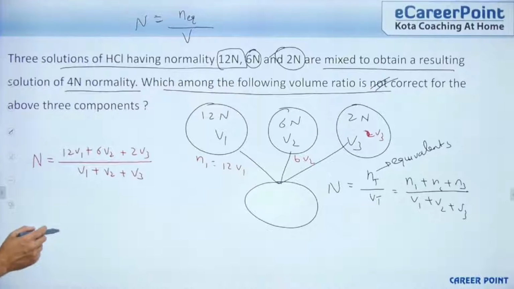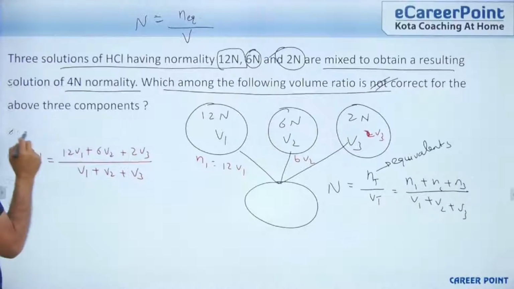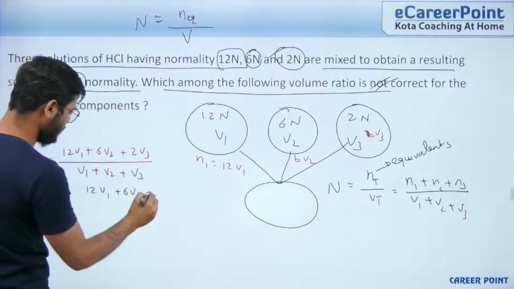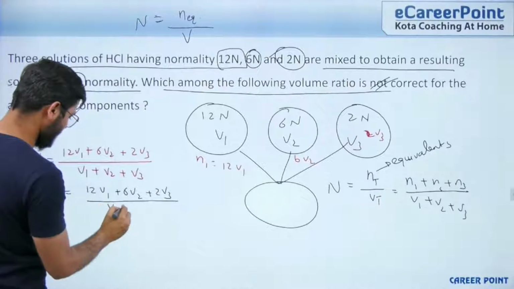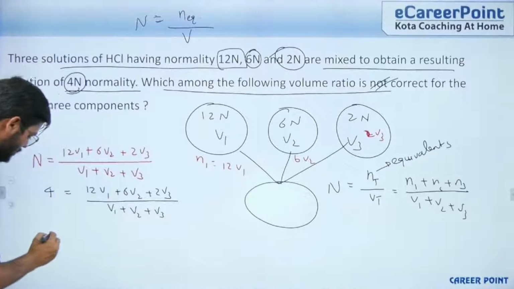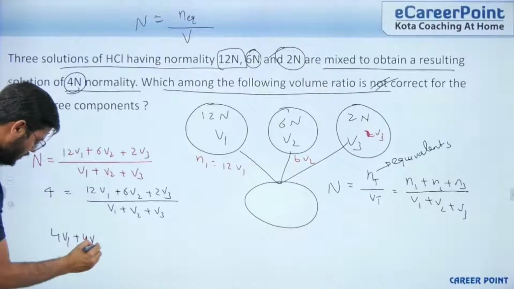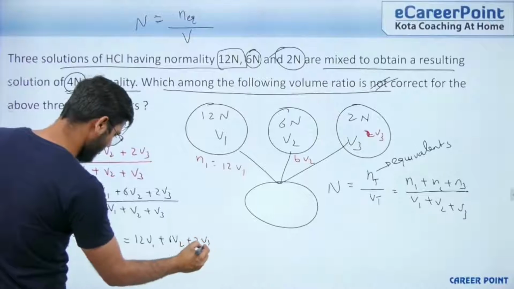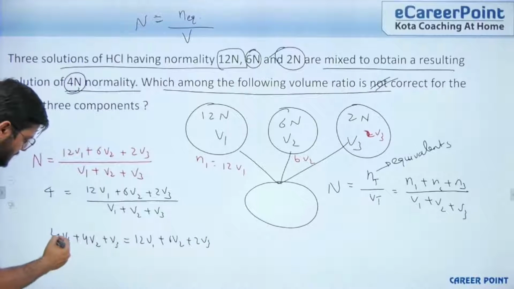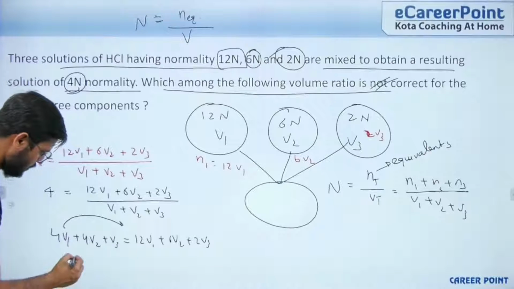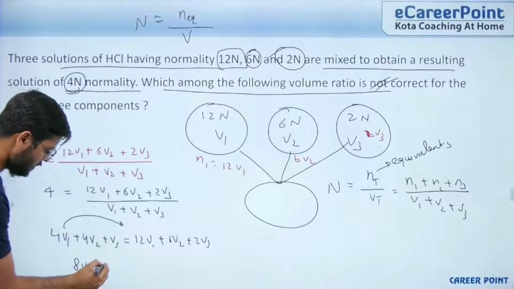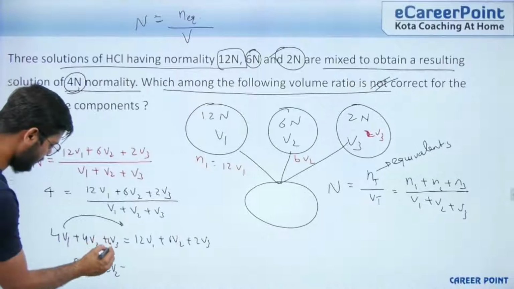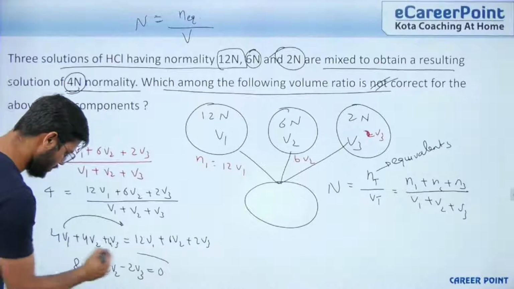Final normality, what it is saying, what should be the ratio of this? So final normality is 4. So you can write 4 times (V1 plus V2 plus V3) equal to 12V1 plus 6V2 plus 2V3. So it will be 4V1, 4V2, 4V3, equal to 12V1, 6V2, 2V3. Now you can solve it. Sending it all to one side, it will be 8V1 plus 2V2 and 4V3 minus 2V3 equal to 0.